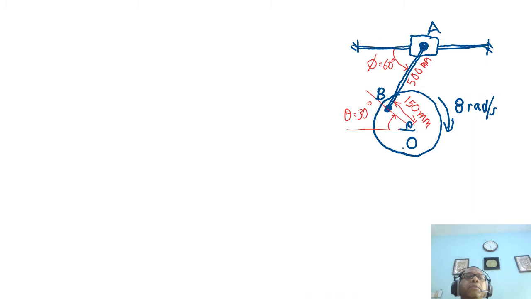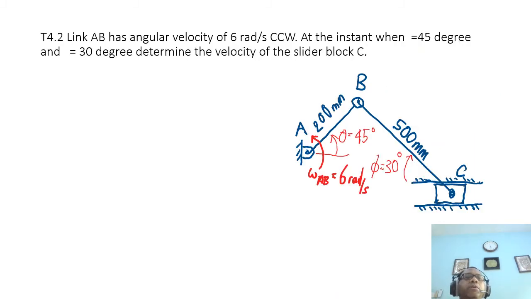Question 2. Question 2 shows the link AB is a crank slider mechanism. Link AB has angular velocity of 6 radians per second counterclockwise at the instant when theta equals 45 degrees.